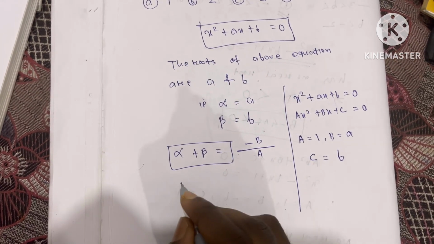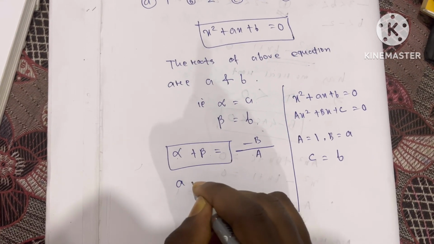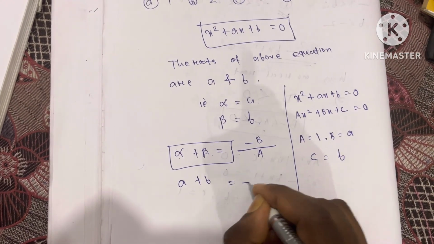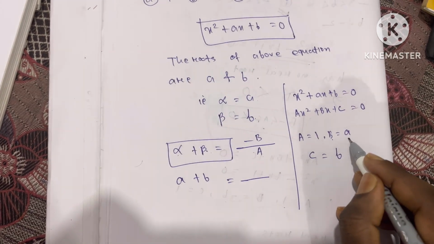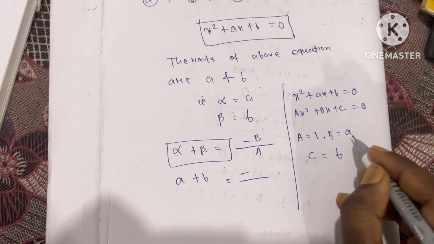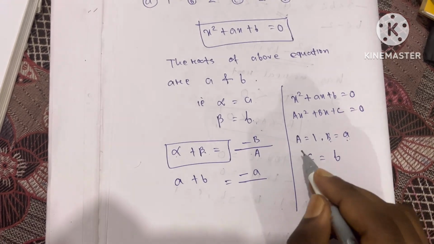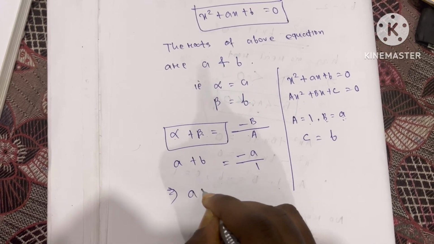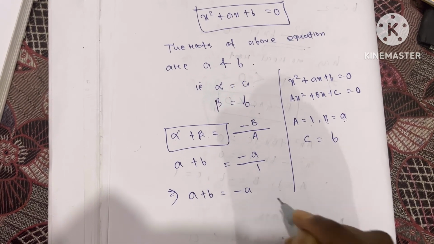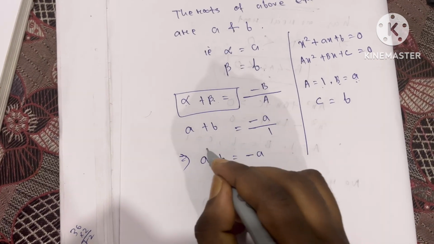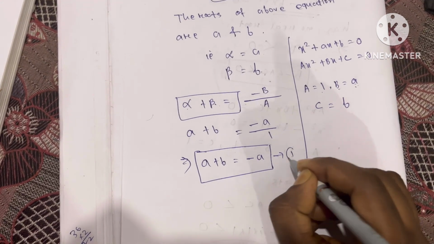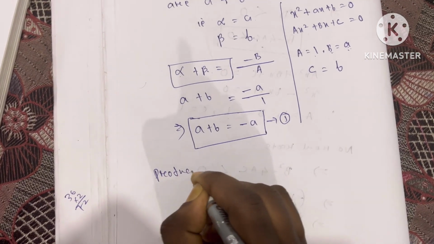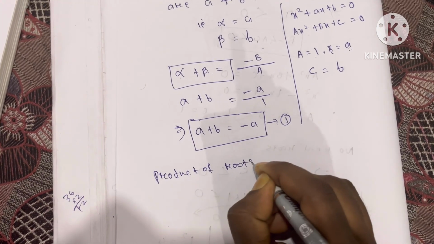Okay, so now put the value here. I have to find the value of a plus b. Alpha plus beta means a plus b, alpha means a and beta means b. So a plus b is equal to minus b by a. What value did I get? B value I got is a, so minus a, and the a value is 1. Clear na? So a plus b value is equal to minus a, because minus a by 1 means minus a. So this is equation number 1.